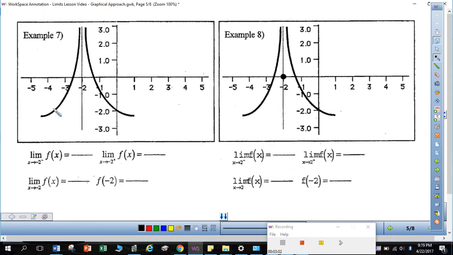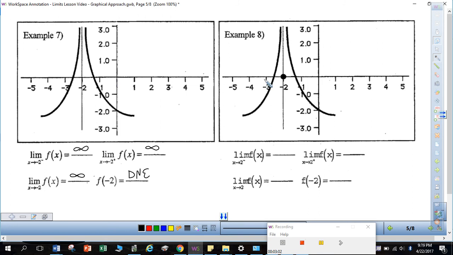In example 7, the limit as x approaches 2 from the left is positive infinity since that curve is going upwards. The limit as x approaches 2 from the right is also positive infinity. It's going in the same direction. So because these limits are the same, overall, the limit as x approaches 2 is positive infinity. I'm sorry, I said 2 every time. I meant to say negative 2. Finally, similar to the last one, the function value when x equals negative 2 does not exist. Because it's an asymptote, we don't see a point there.